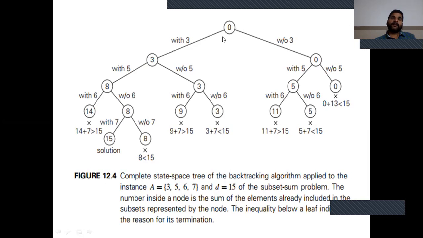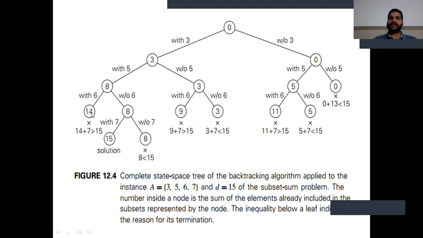First, we select element 3, with 3 and without 3. We have only two options: we select 3 or not select 3. If we select 3, then we achieve the sum equal to 3. Now the next option, after 3 selection, is 5: we select it or not. If we select the element 5, then we achieve 8. After selection of 5, we have the option 6, with 6 and without 6.